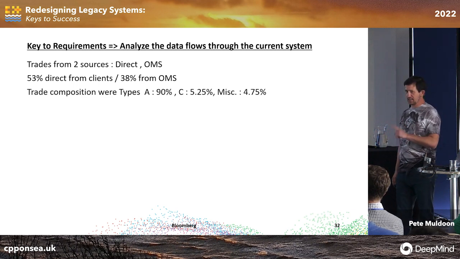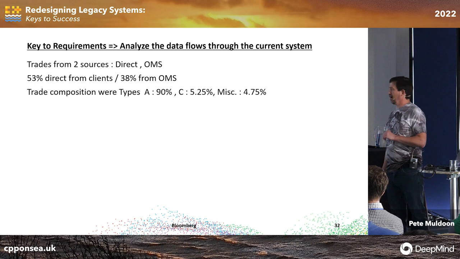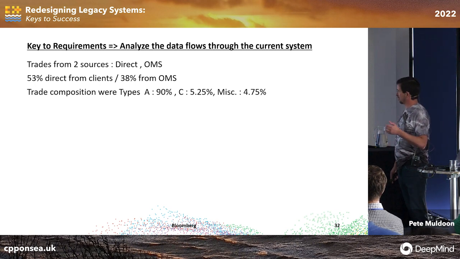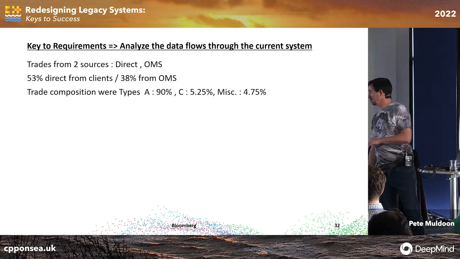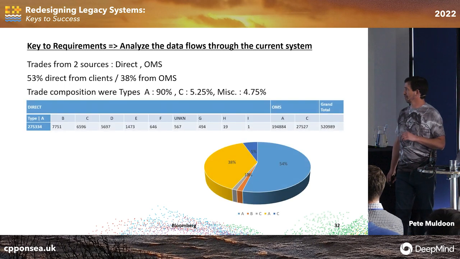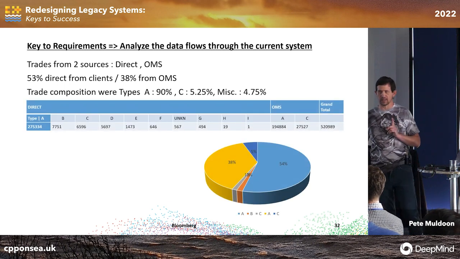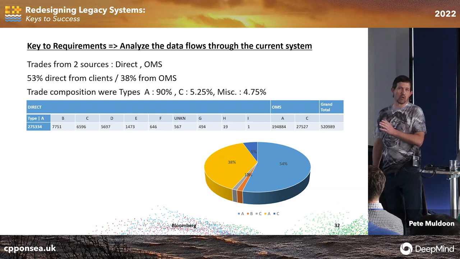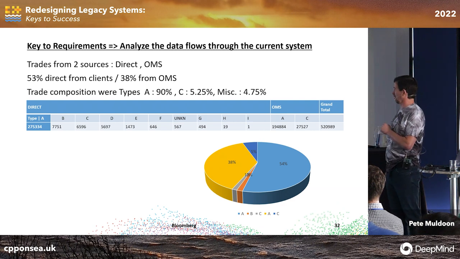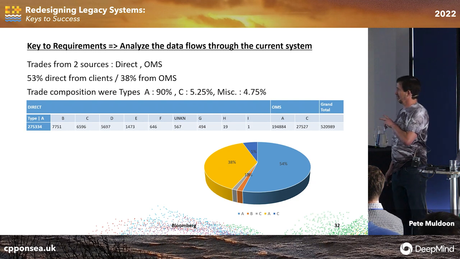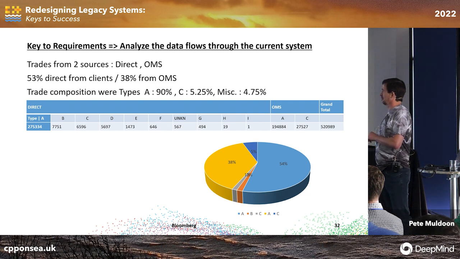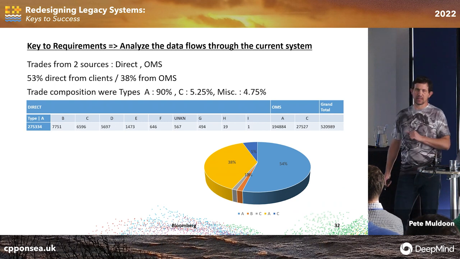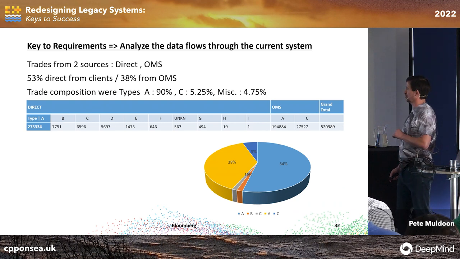When I looked at the composition of what was coming in, I'll call them A, B, C to keep anonymity. I found that type A was 90% and type C was 5.25%. So here is a graph of what the data looked like coming in. To me, there are two big wedges here that I would automatically look to go after, which is the 54% or the 38%. But what I said is, you know what? I'm only going after type A trades, because that's going to get me 90%. And I think that's good enough for the first run through.